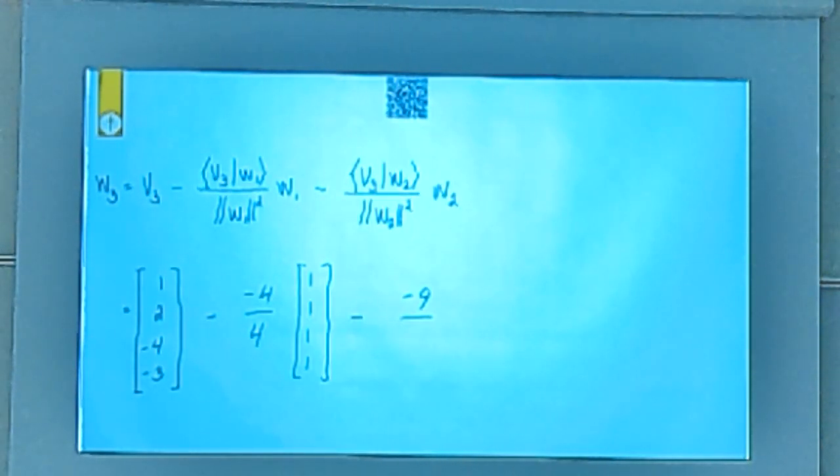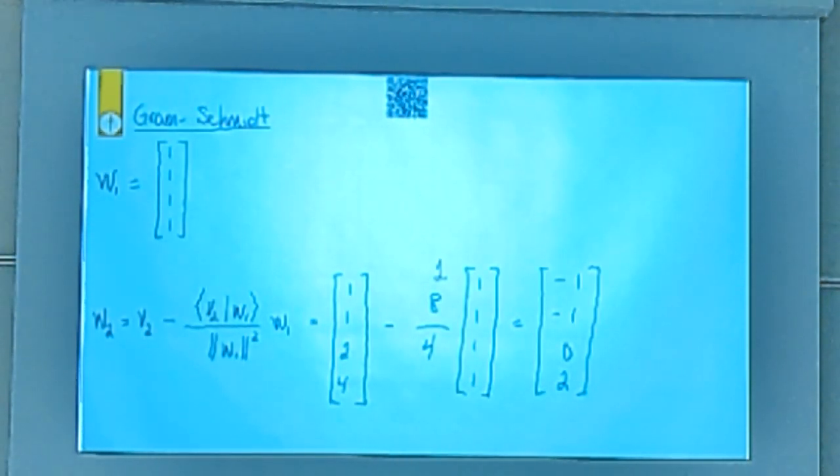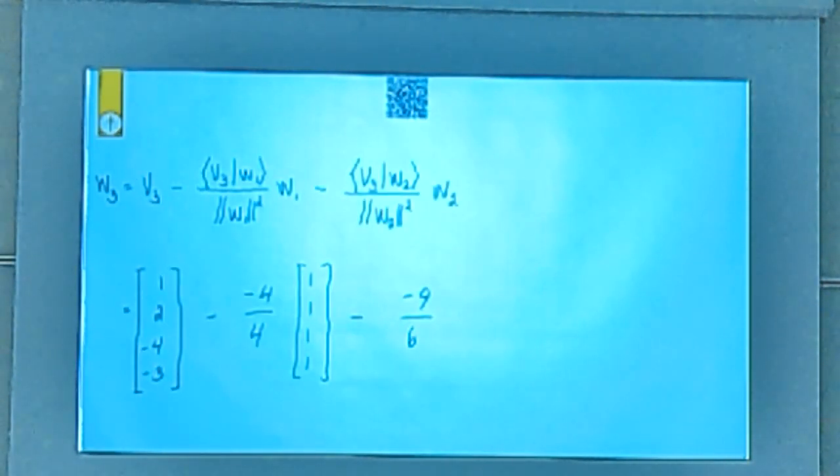Now we want the norm of W2 squared. That's just W2 dot W2. 1 plus 1, 2, plus 4 is 6. Times W2. So again, I'm just going to write in brown.